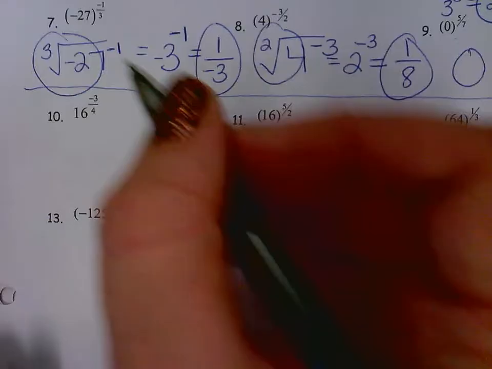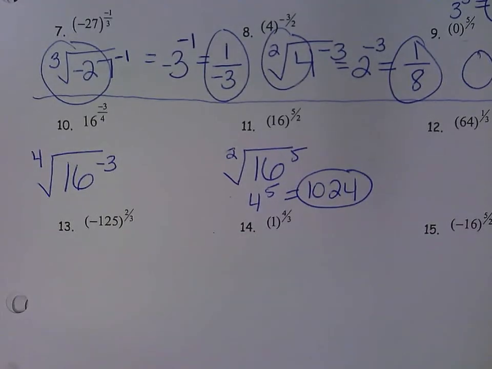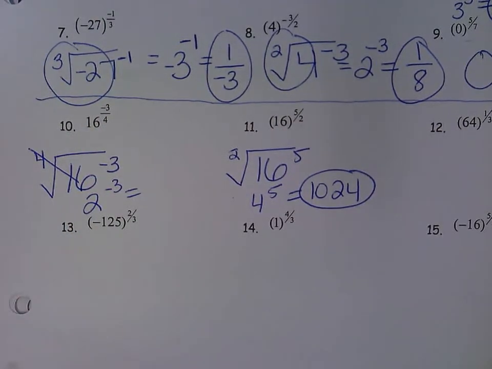The 4 goes outside the radical, and -3 is the power. So you're going to start with the 4th root of 16. So what number times itself 4 times gives you 16? So I start with 1. It's not 1, because 1 times 1 times 1 times 1 is 1. Is it 2? What's 2 times 2 times 2 times 2? Yes, that's 16. So the 4th root of 16 is 2, and now I need to do 2 to the -3rd power.